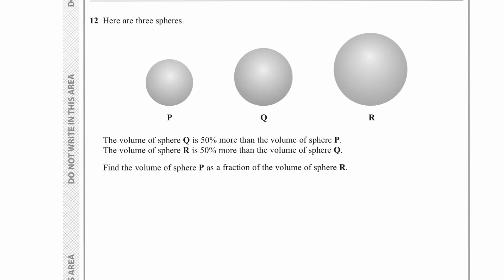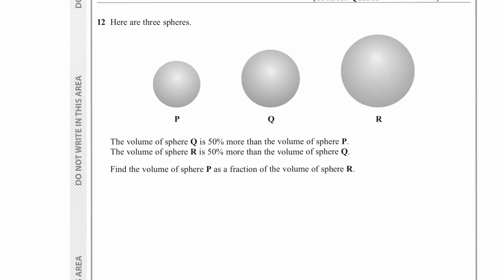The next question shows spheres P, Q, and R, and it says that the volume for Q is 50% more than P. So if I say P's volume is equal to 1, then the volume for Q is 1.5 because it's 50% bigger. Then it says the volume for R is 50% more than the volume for Q. So that would be 1.5 times 1.5, or another way you could do it is work out half of 1.5 and add that on to 1.5, and that should leave you with an answer of 2.25 being the volume for R.